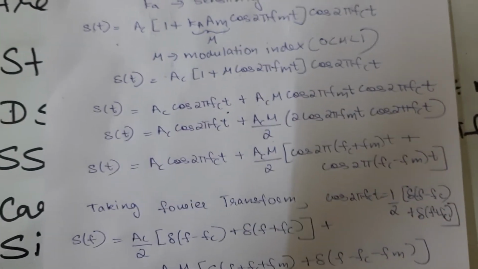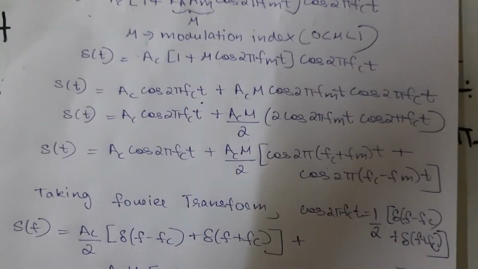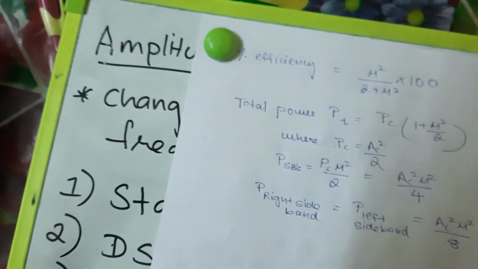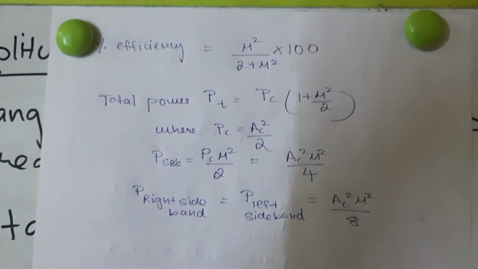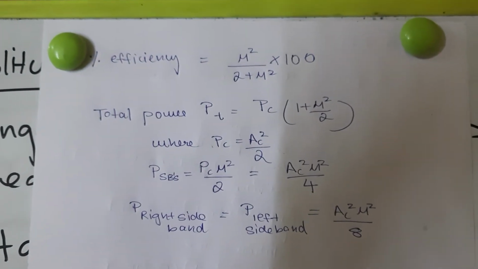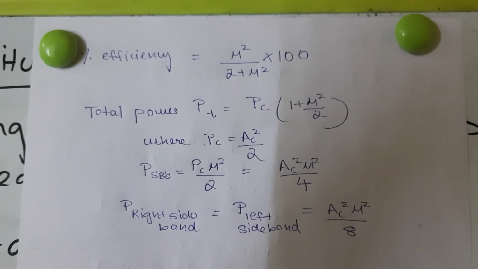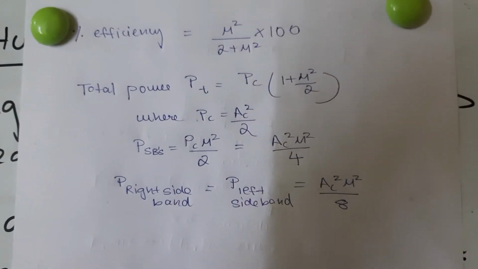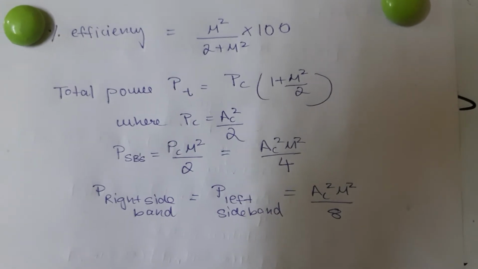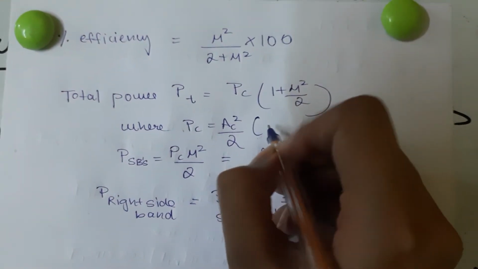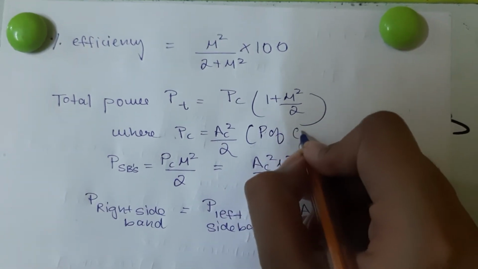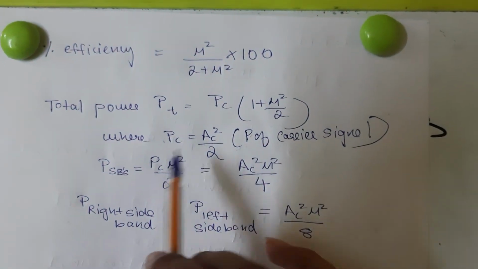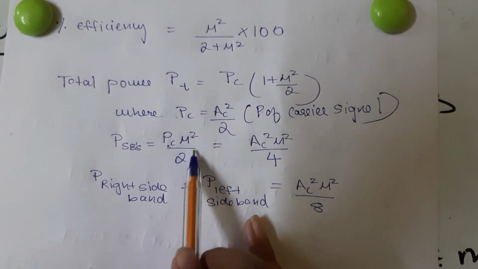Let me tell you some more important relations. The efficiency of the standard AM is given by mu square by 2 plus mu square into 100, and the total power of a standard AM signal is Pt equal to Pc into 1 plus mu square by 2, where Pc is Ac square by 2, the power of the carrier signal, and the power of the sidebands are Pc into mu square by 2.